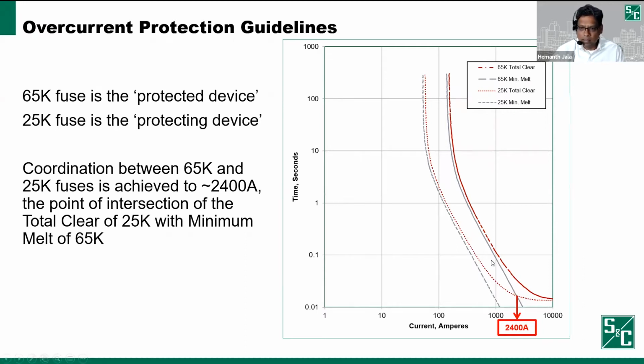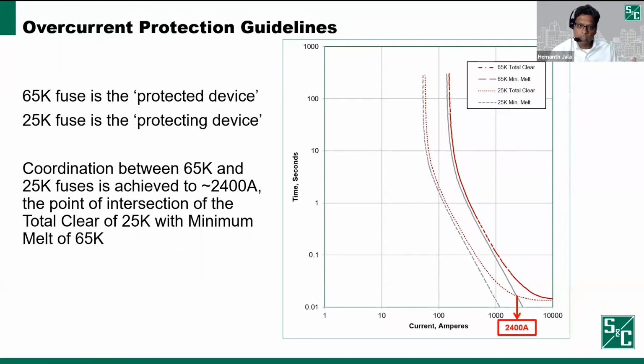What we mean by that is the 65K fuse will not respond to a fault that the 25K fuse will operate. So if you have a fault, let's say 2000 amps, and it happens right at the transformer where the 25K fuse is protecting, that 25K fuse will take out that fault up to a value of 2400 amps. Once the fault current is above 2400 amps, both the devices are not in coordination.